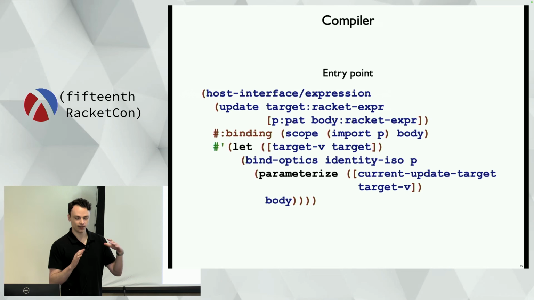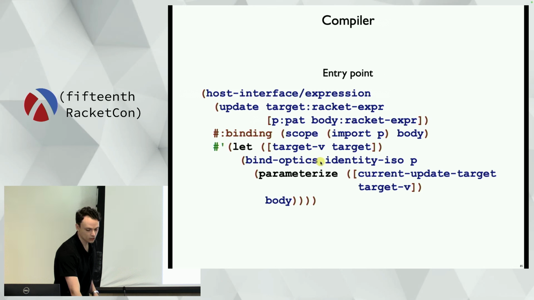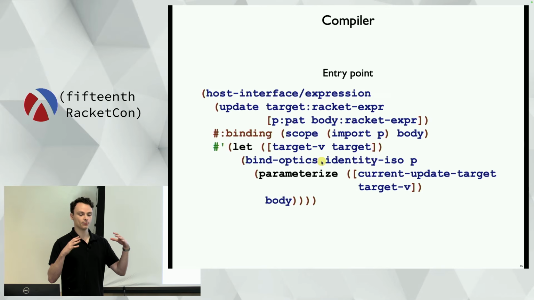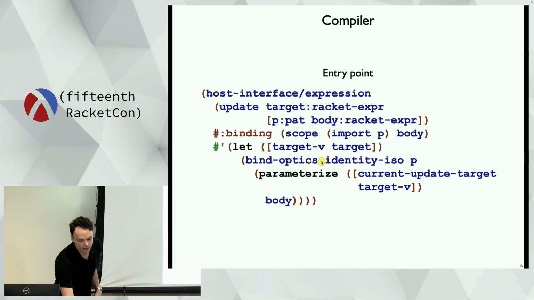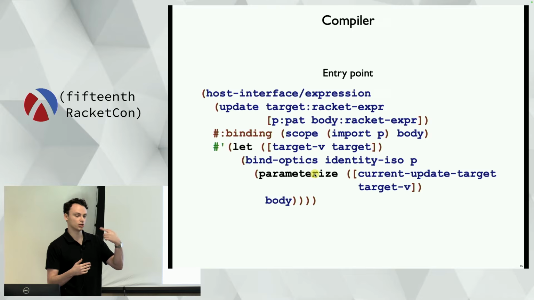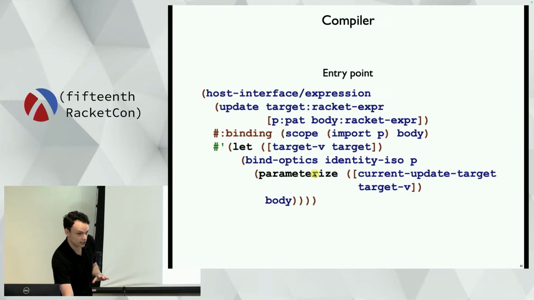Next is our compiler. So first we bind target to a temporary variable to avoid duplicate evaluation. And then we call bind optics, which is our main compiler that's going to translate all of our patterns into optics and lets. And that is just a macro that we'll define in a second. And then we also set up a parameter called current update target. So when we do something like a set bang, it's going to mutate that parameter to keep track of the current version of the target as we perform immutable updates on it. So the only thing we're mutating is this parameter.